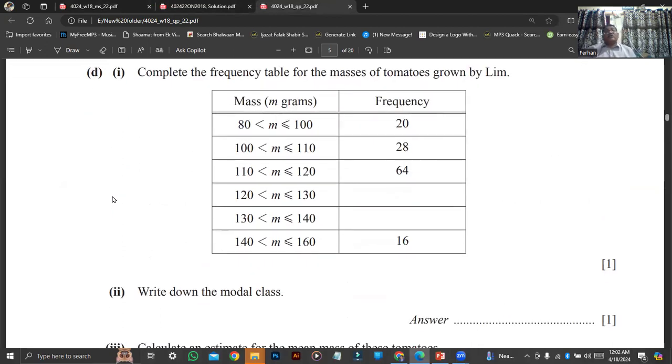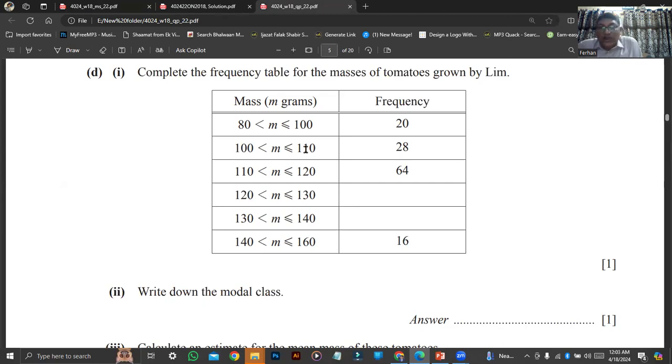Here we have question number 2D, first part. It says, complete the frequency table for the masses of the tomatoes grown by Lim. This is the frequency table we already have. Check the cumulative frequency at 100 and the cumulative frequency at 80, then subtract those cumulative frequencies from each other. You will get the frequency for that class. Check the cumulative frequency for 110 and for 100, then subtract, and you will get 28.